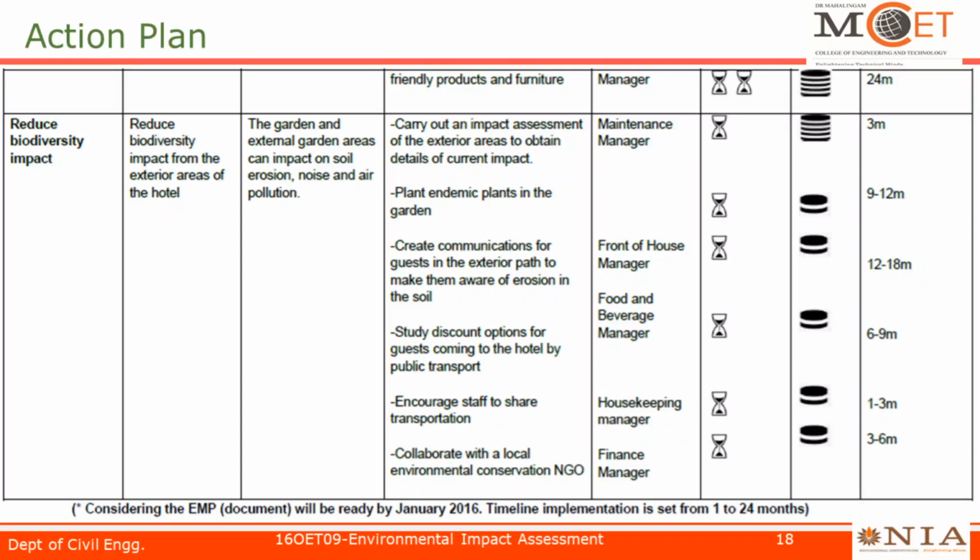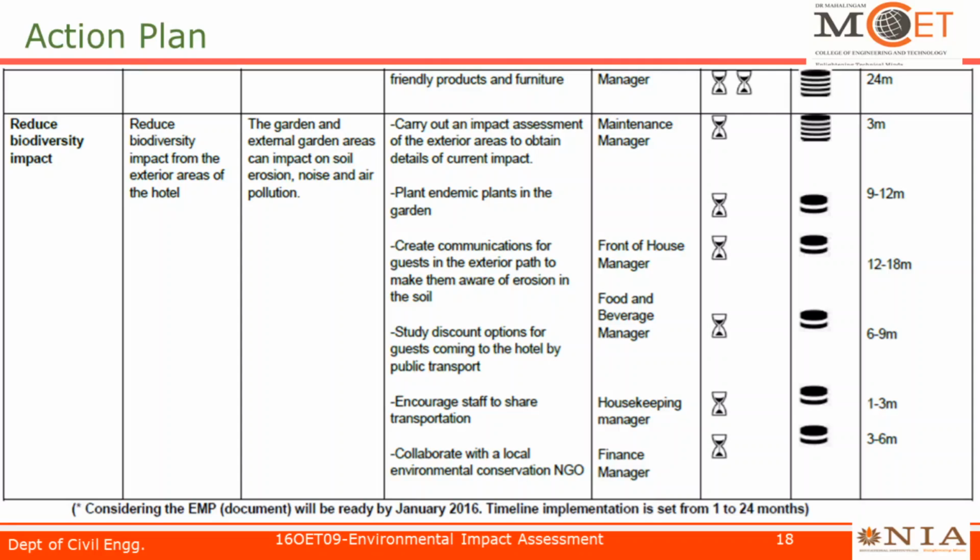Carry out an impact assessment of the exterior areas to obtain details of the current impact. Plant endemic plants in the gardens. Create communication for guests in the exterior part to make them aware of erosion. Study discount options for guests coming to the hotel by public transport. Encourage staff to share transportation. Collaborate with the local environmental conservation NGO, that is, non-governmental organization.